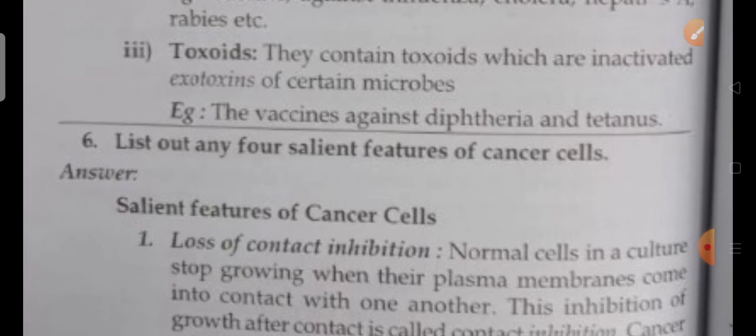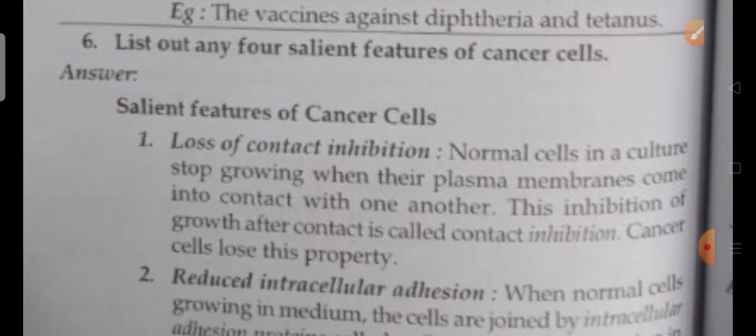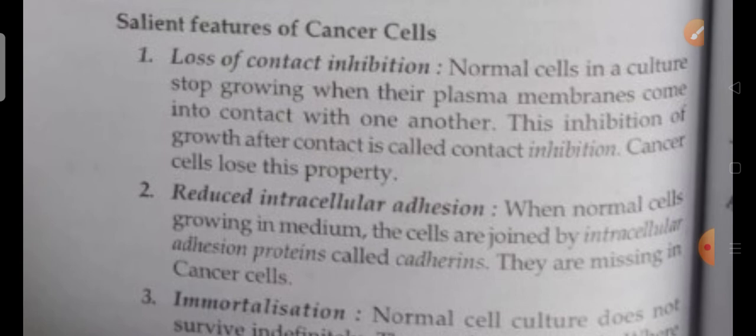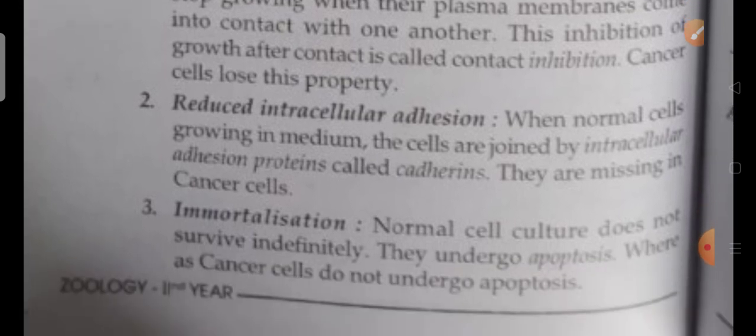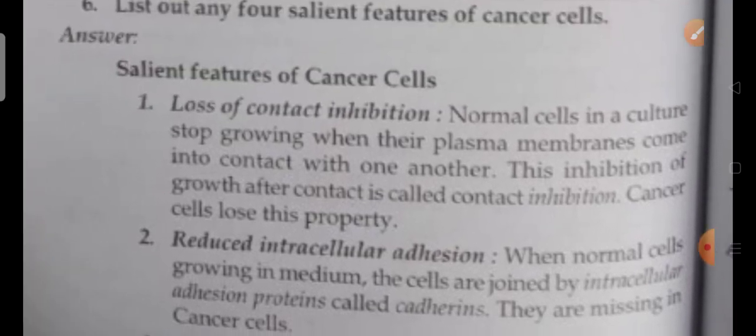Next, list out any four salient features of cancer cells. The salient features of cancer cells: loss of contact inhibition, reduced intercellular adhesions, immortalization. Normal cells in a culture stop growing when their plasma membranes come in contact with another. When normal cells stop growing, abnormal cells automatically go on increasing. This inhibition of growth after contact is called contact inhibition. Cancer cells lose this property.